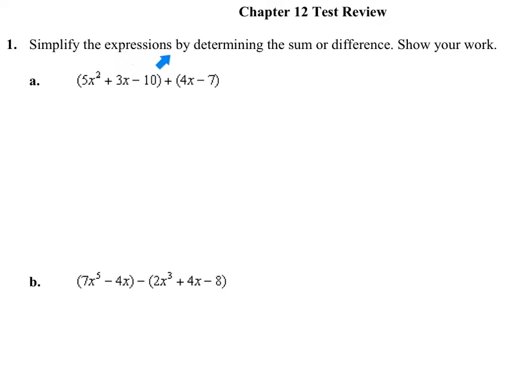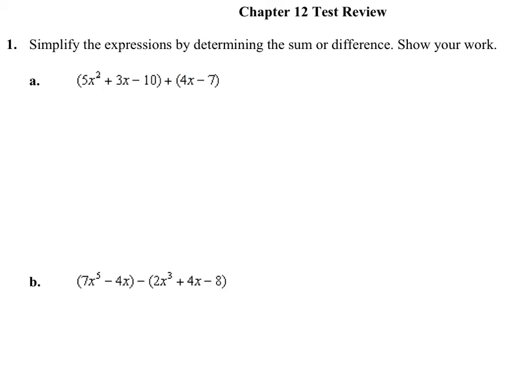Simplify the expressions by determining the sum or differences and show your work. Be very careful when it comes to the difference one because you're going to have to switch some signs in that second polynomial. Alright, with the first one, I have this quadratic or trinomial with a degree of 2, and I'm adding it to a binomial with a degree of 1. So you want to make sure you're going to add your like terms.